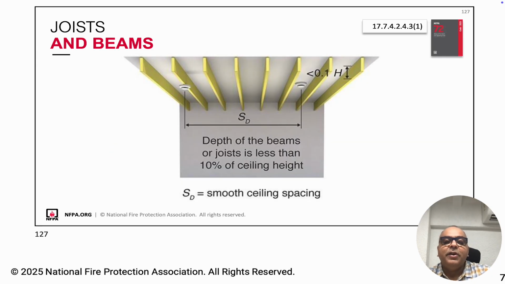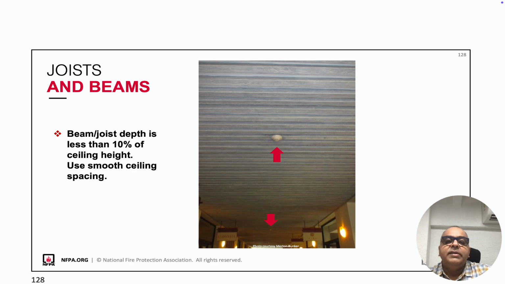Let's take a condition of joists and beams. If the beams are shallow enough, less than 10% of the ceiling height, and they don't impact smoke spread, we can lay out the detectors just like the smooth ceiling. This is a pictorial representation of what we talked about in the previous slide. Because these joists are shallow, less than 10% of the ceiling height, this ceiling behaves like a smooth surface and we can use the normal spacing.